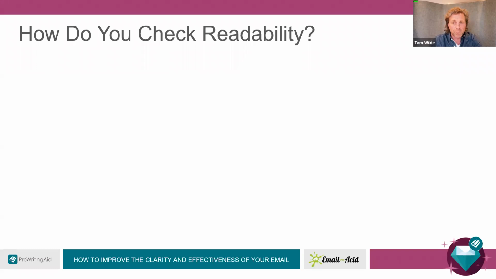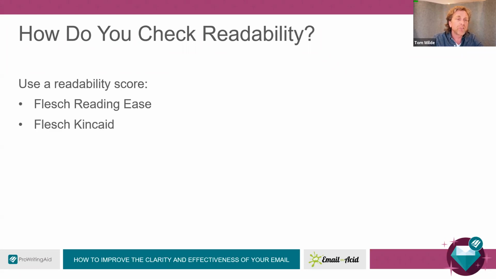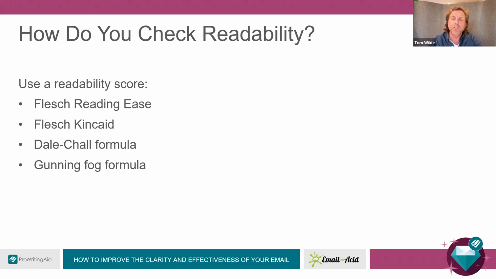How do you check readability? Well, use a readability score. Okay, there are lots out there. You've probably seen them: there's Flesch Reading Ease, Flesch-Kincaid, Dale-Chall formula, there's the Gunning Fog formula, and you will see lots of these available in most word processors.